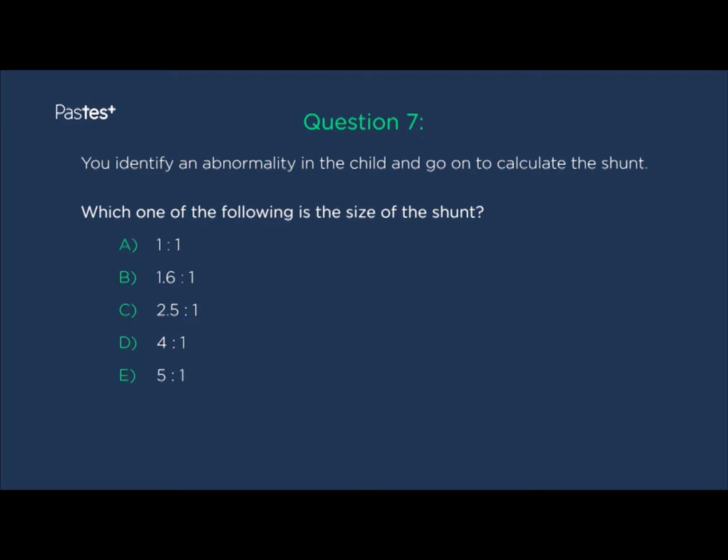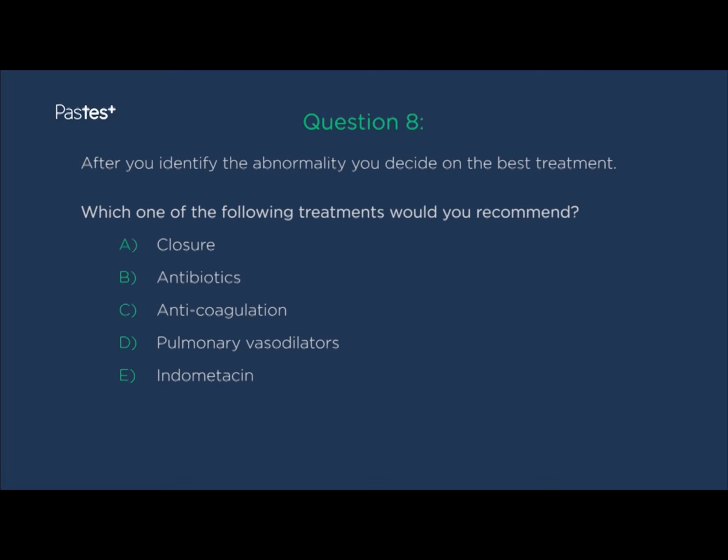If you went for B, a shunt ratio of 1.6 to 1, you were correct. And the third stem of this question asks, which of the following treatments would you recommend? I'll give you a moment to consider these stems. If you went for A, closure, you were correct.